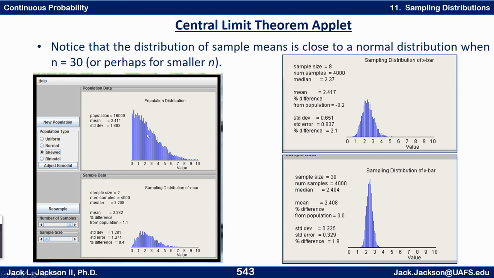Here's a different distribution for the original one. It's skewed to the right, so kind of a high bar here, and then it comes down. Samples of size 2 go up and back down, still skewed to the right, but looking more like a normal than the original one did. Samples of size 8 are better, looking a lot more like a normal distribution there. And by the time we get to 30, you could definitely see the normal distribution looking a possibility there.